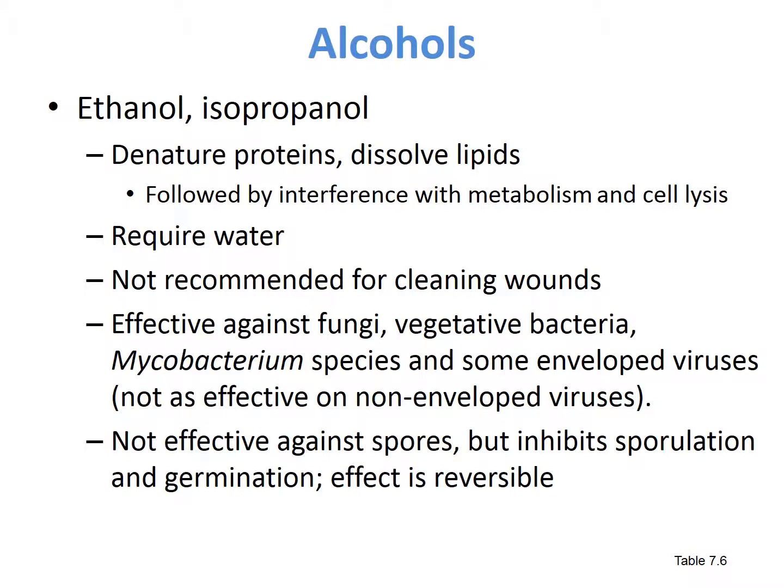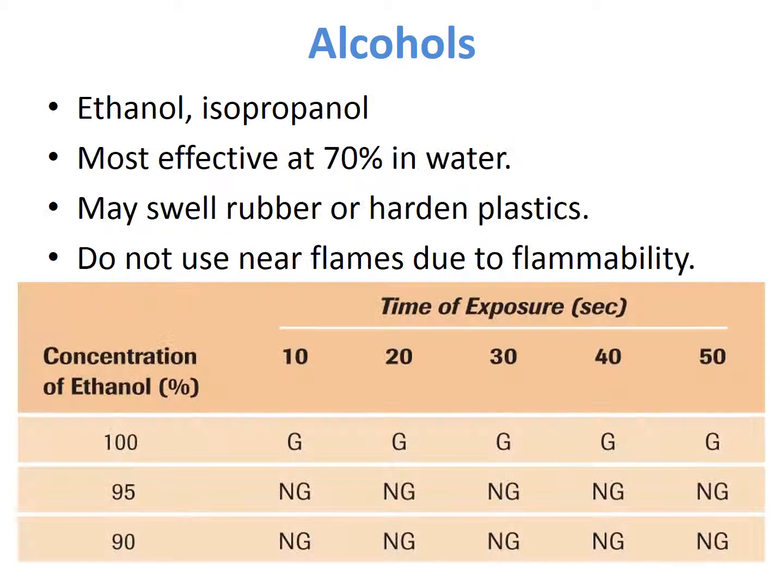Ethanol and isopropanol are not effective against endospores. When they're present around bacteria, they can inhibit sporulation, that is the formation of endospores. They can also inhibit germination. However, once the alcohol evaporates, those cells can go on to produce new vegetative cells.